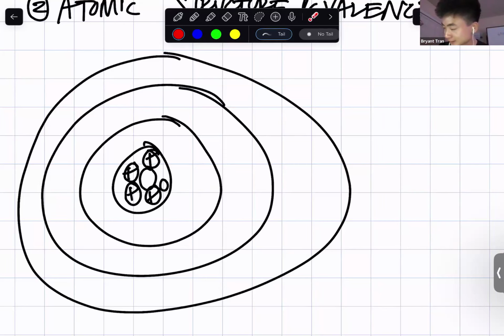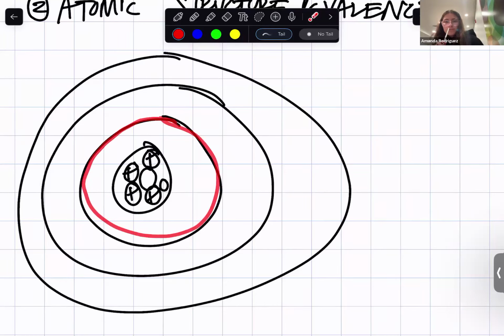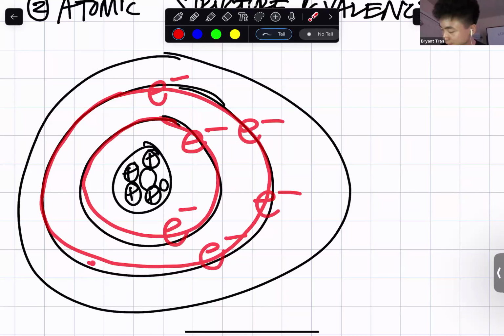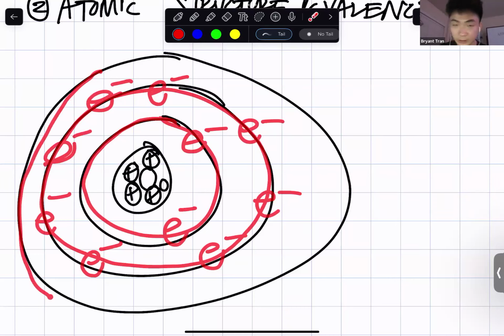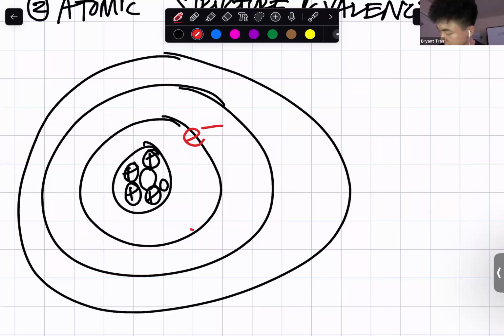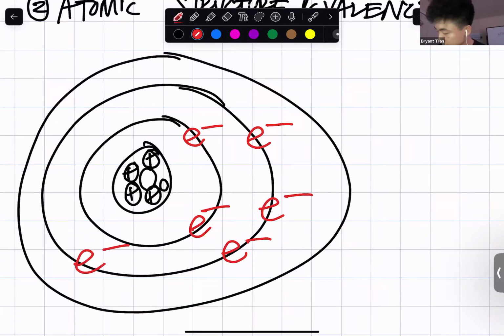So this is the first energy shell right here. The maximum amount of electrons it could hold is two electrons. This is the second energy shell right here. The maximum amount of electrons that it could hold is eight electrons. One, two, three, four, five, six, seven, eight. And the same for the third electron shell. The maximum it could hold is eight electrons.